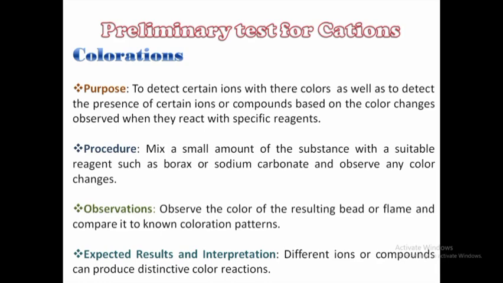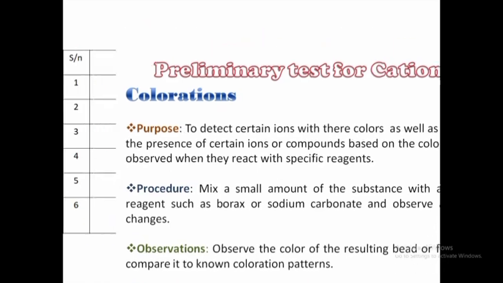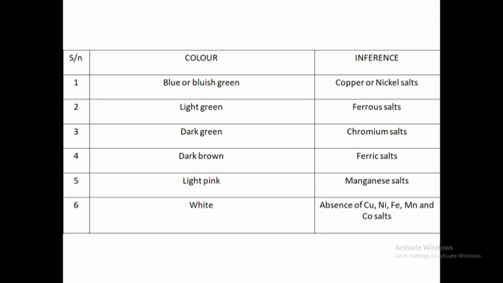For example, in the physical examination, anytime you see a bluish green salt, you know that it's copper, or a light green is ferrous salt. A dark green, you know that there is presence of chromium salt, while dark brown is ferric salt. Light pink, you know that this is manganese. But when the salt is white, you know that all these colored salts are absent. You can decide to undergo the flame test to see the color change and confirm the presence of a particular ion.